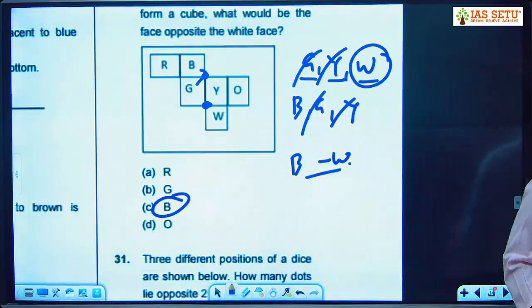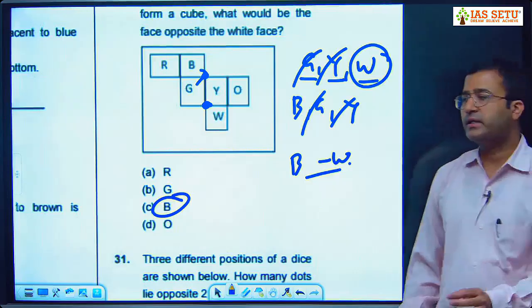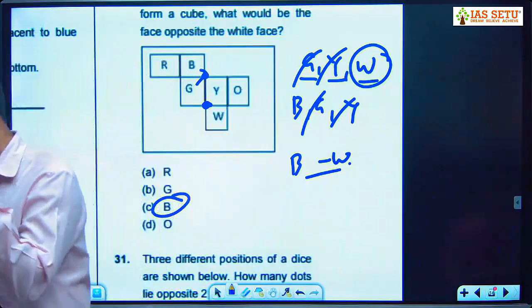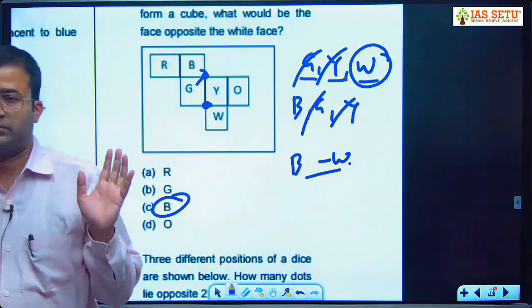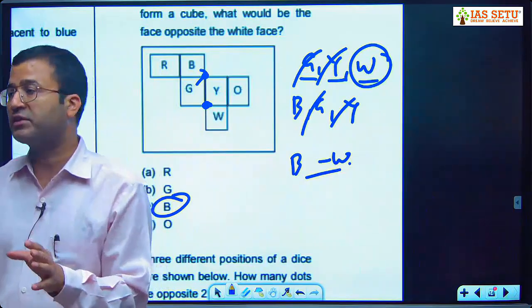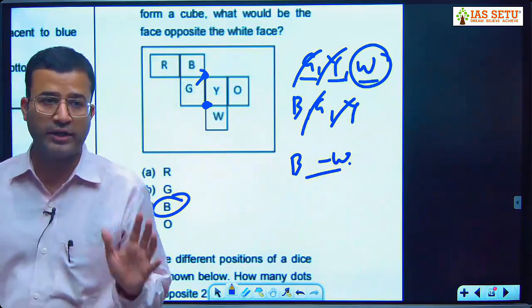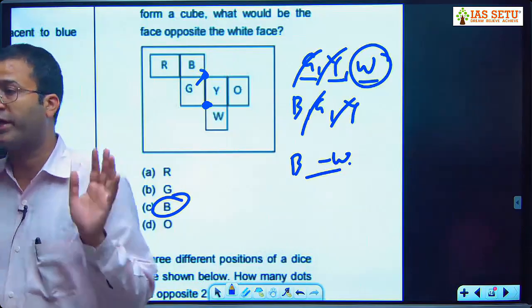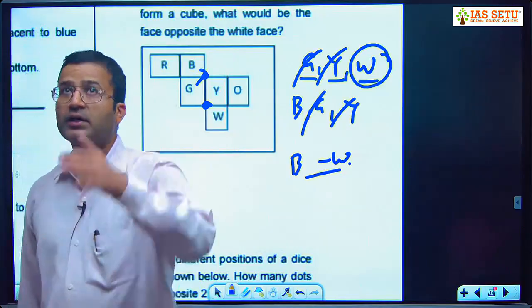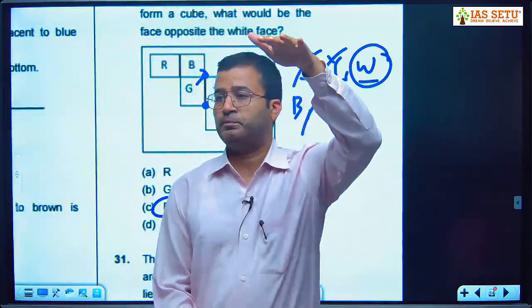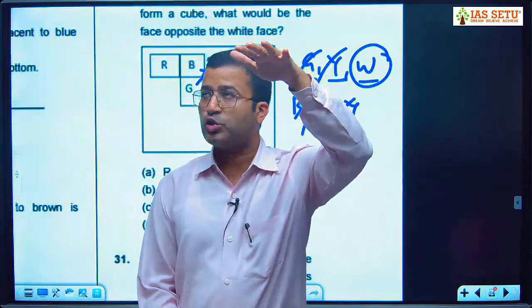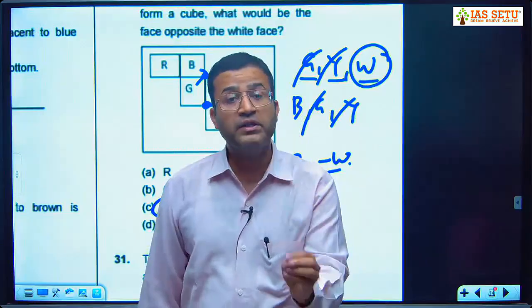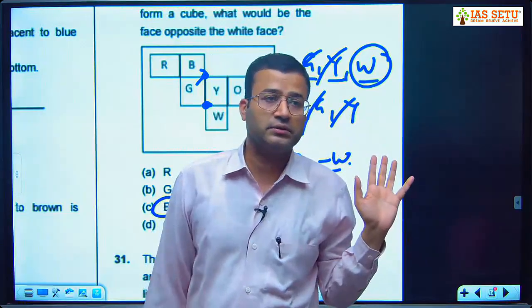Fine. See, the concept here is, if you have a common vertex, those faces have to be adjacent. If 2 or 3 faces have one common vertex, these faces are always adjacent. वो opposite होंगे ही नहीं. I repeat, can you see this roof and floor having a common vertex? कोई roof और floor के बीच में कोई common vertex है? नहीं. Enemy, they never share anything.